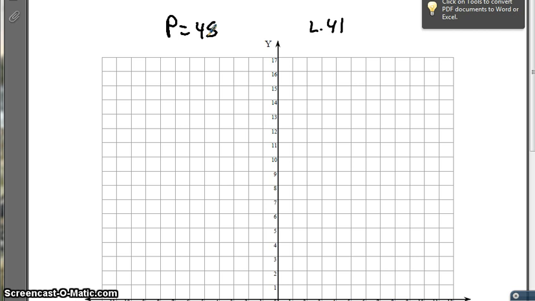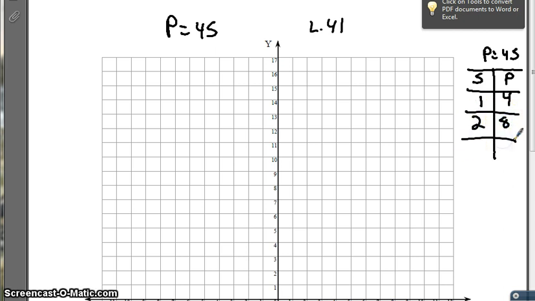So when we do that, we can make a table to show that p equals 4s. And we can do that by indicating what things are. Now, whatever we change, s and p, we can determine different things. So if s is 1, then p is 4, because 1 times 4 is 4. If s is 2, then p is 8. If s is 3, then p is 12.